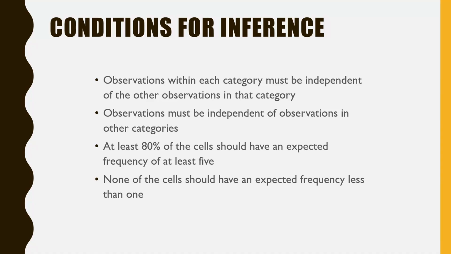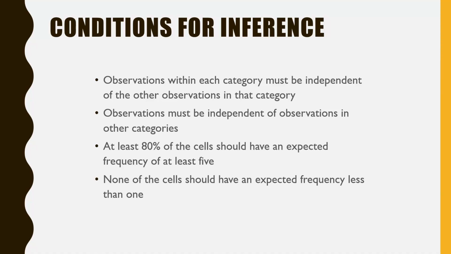At least 80% of the cells should have an expected frequency of at least 5. Why is that? Well, that's because we're going to use a mathematical distribution in order to model our test statistic. And you've seen this before. When you hear rules of thumb like you should have at least 30 in order to make sure that the sampling distribution is normal, that's the same sort of thing here. Here we're saying that at least 80% of the cells need to have an expected frequency of at least 5.